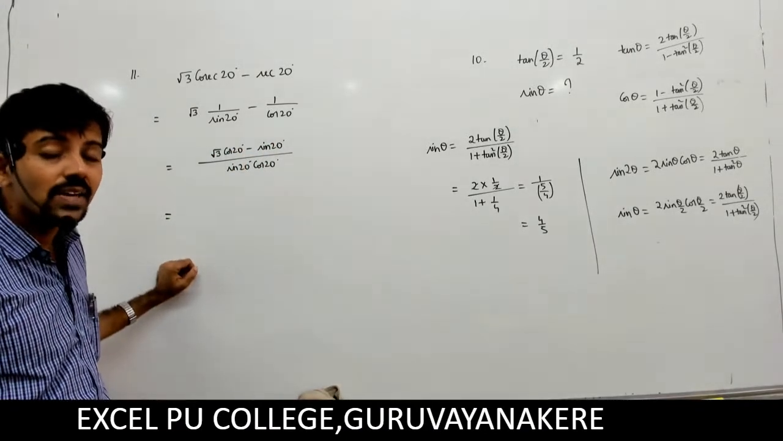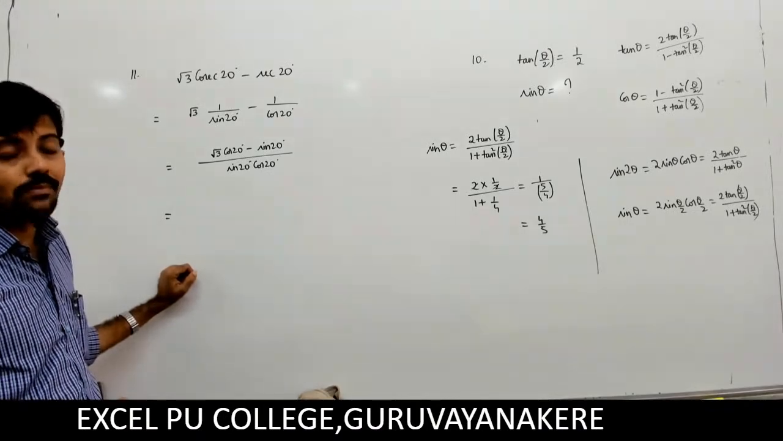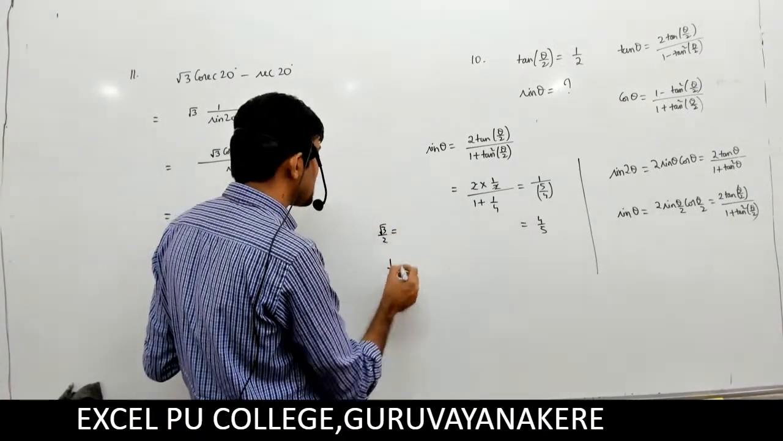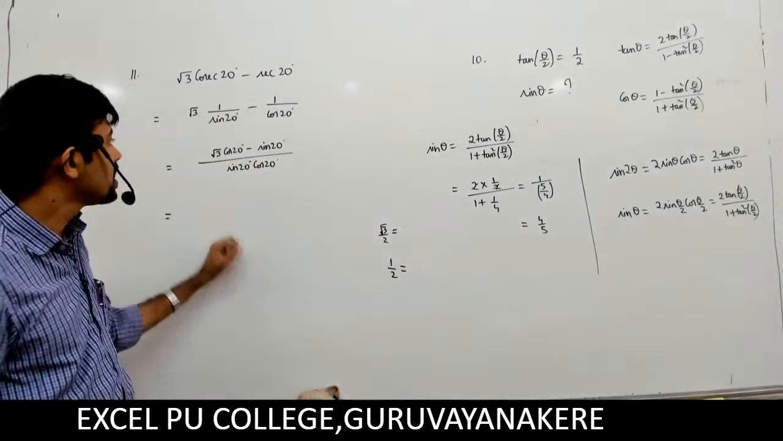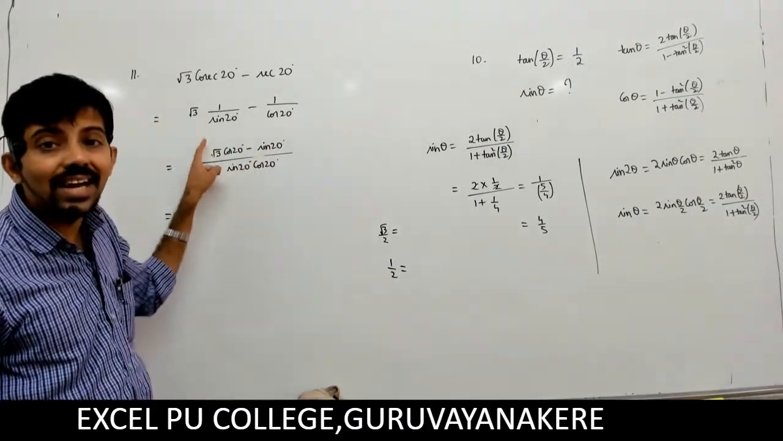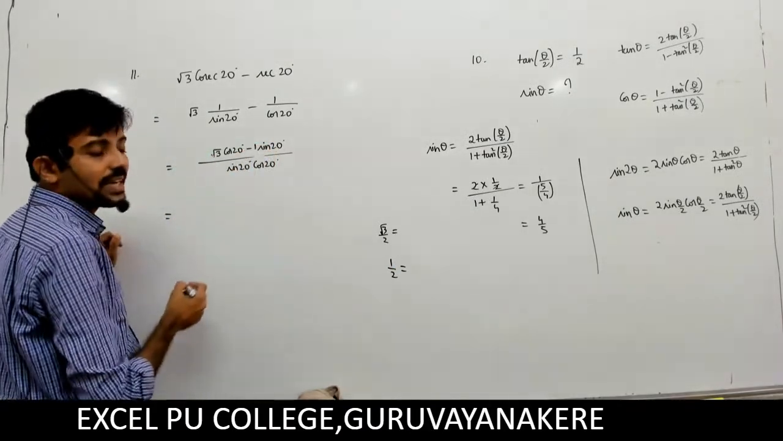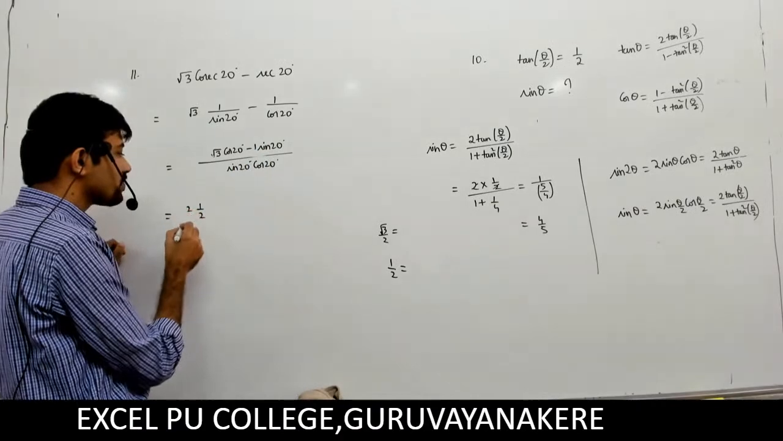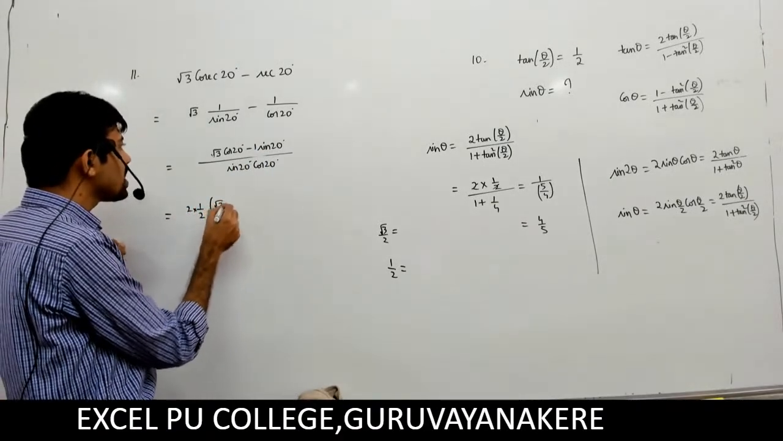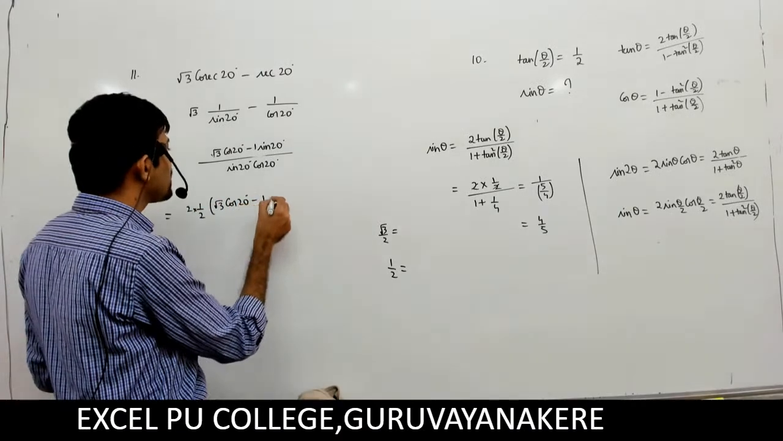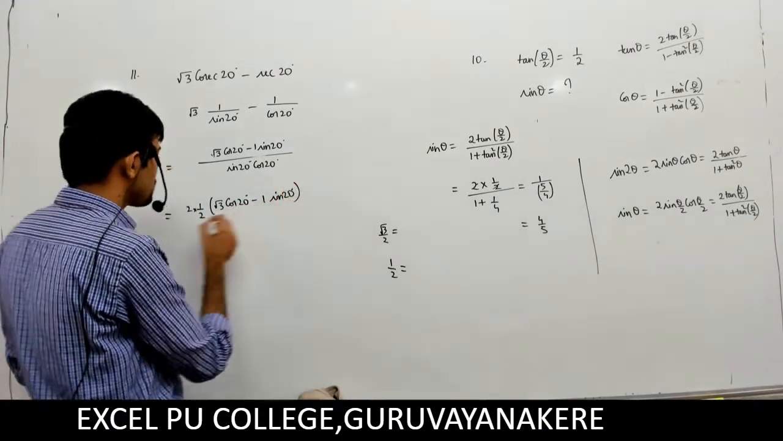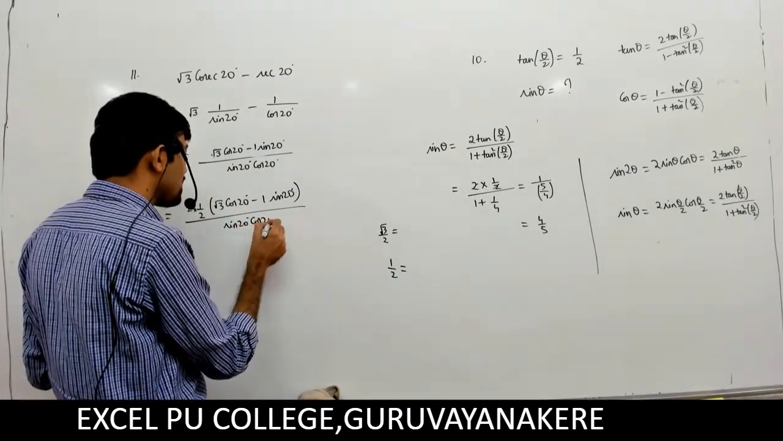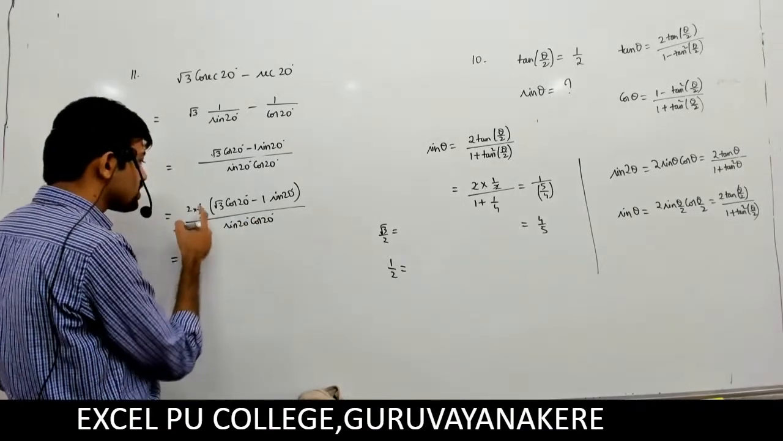What we do now is we multiply and divide by 2, because root 3 by 2 and 1 by 2 are familiar numbers. We can express them in terms of sine and cos. So in the numerator we multiply and divide by 2. This is root 3 cos 20 minus 1 into sin 20, divided by sin 20 degree into cos 20 degree. 2 will keep on this side, and 1 by 2 we take inside.